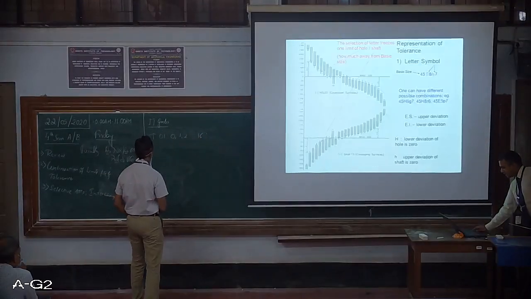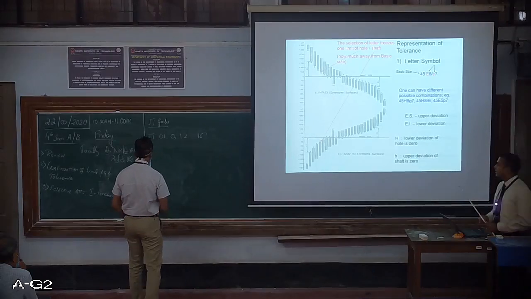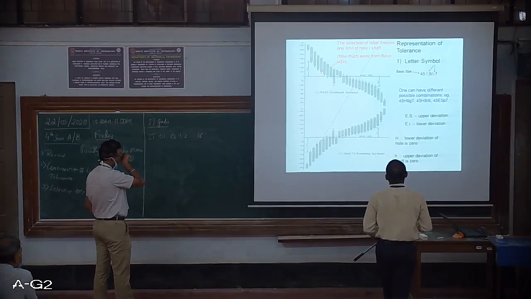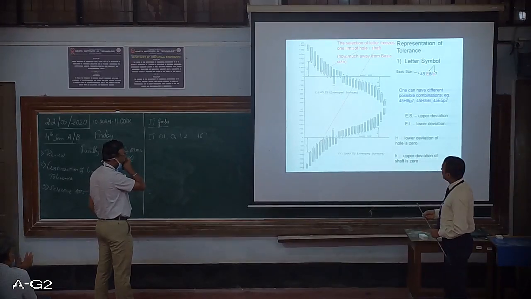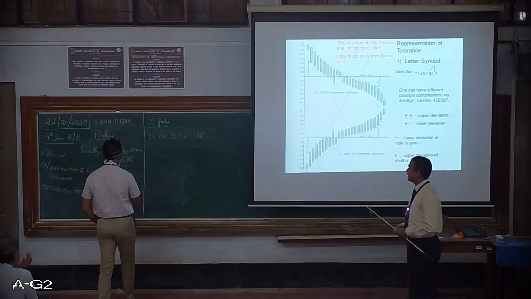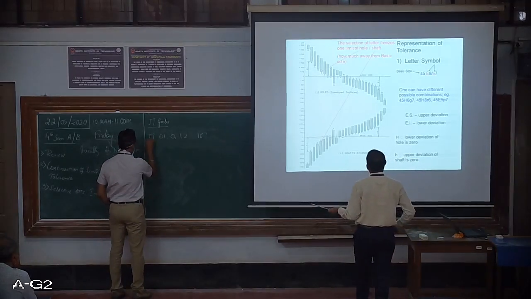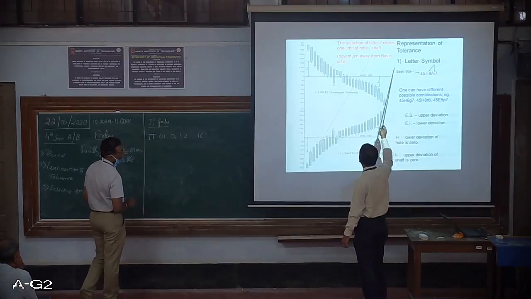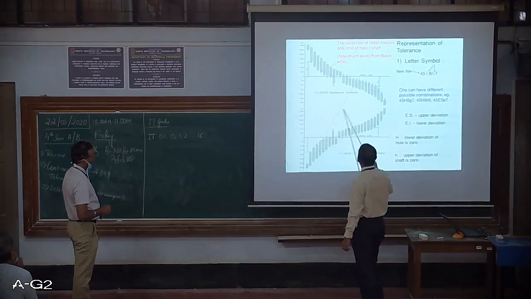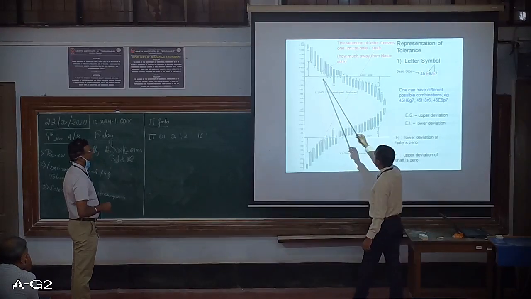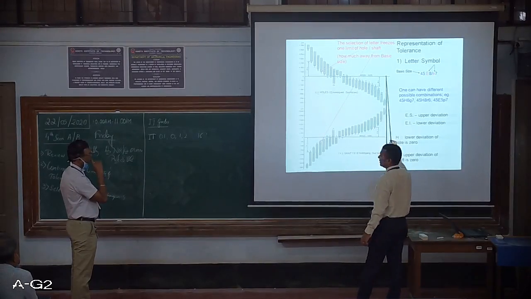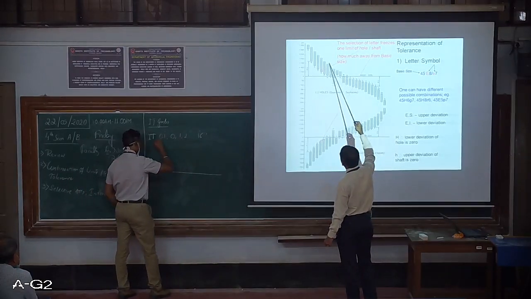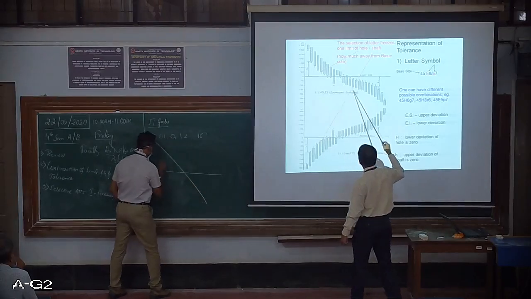So next we had a brief introduction to the fundamental deviation, how to identify the type of fit, the fundamental deviation as well as the grade of tolerance. Over here we were discussing yesterday. So this is the sketch that represents the hole. So we have the zero line. This is the zero line representing the x-axis. Anything above it is positive and anything below it is negative.